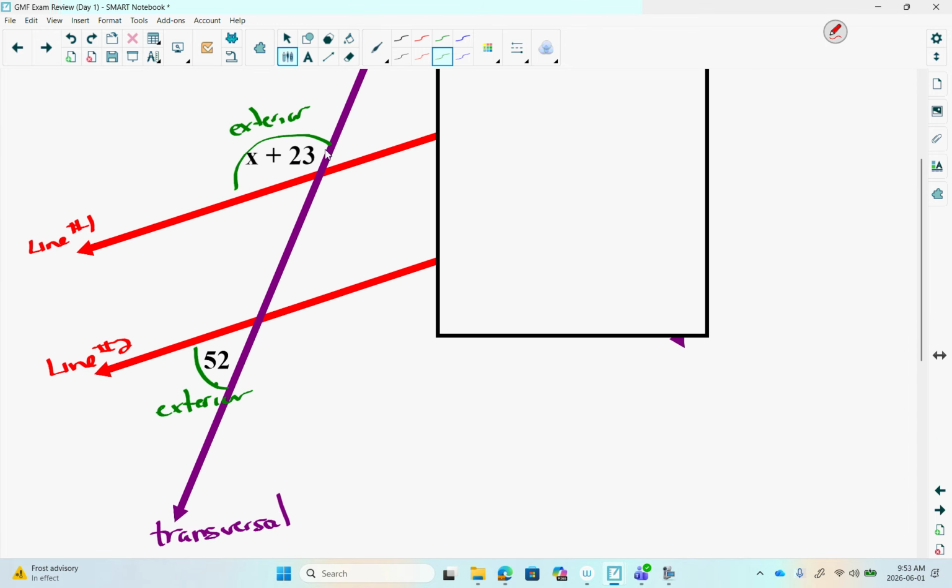How would you figure out what this angle is? We'll call it angle 1. I would fill a 105 in for x and add 23. Angle 2, I know what it is. It's just 52.